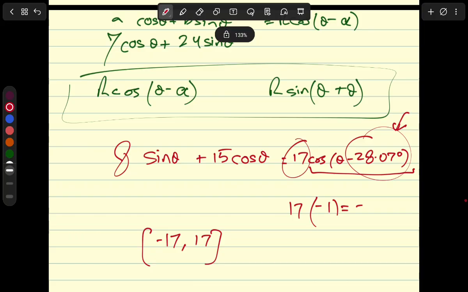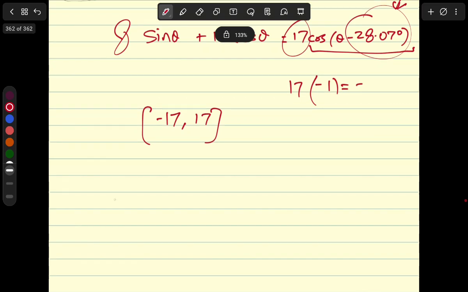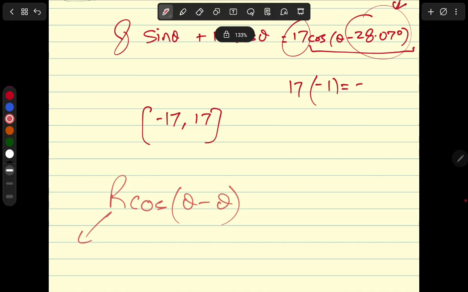Now, there is one huge observation. This is probably the biggest reason that this topic was invented. Cambridge doesn't really care about writing r cos(theta minus alpha) or r sin(theta plus alpha). They care about what this form immediately tells you, right? So if I write down r cos(theta minus alpha), this shows the amplitude, right?